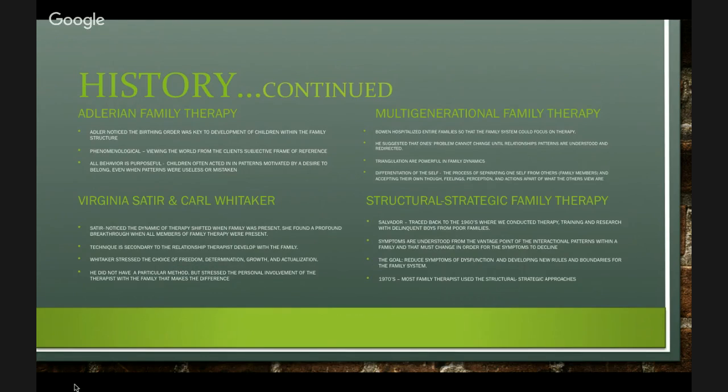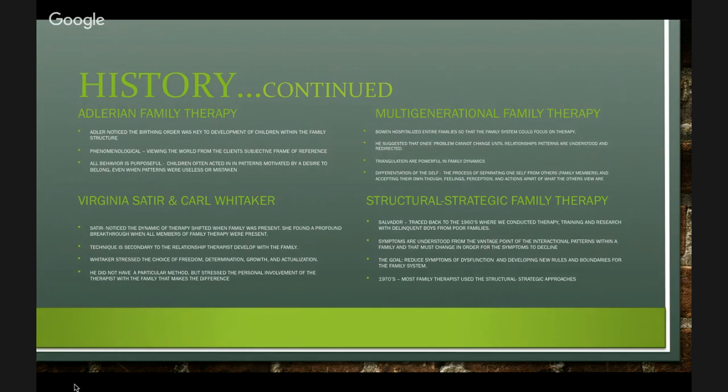So there are many different theories and therapies that make up family therapy, and Adlerian is one of them. Multigenerational family therapy is one of them. Structural strategic family therapy is one of them, and contributions from Virginia Satir along with Carl Whitaker are major. I'm not going to go through all of these because some of them you'll hear throughout the presentation, but I did want to mention a few of them.